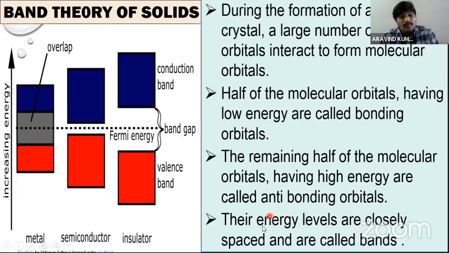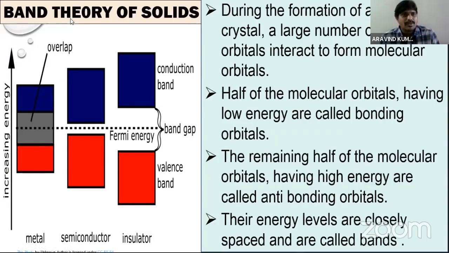Now, these orbitals are closely spaced. These orbitals, you can say energy levels, I can say from now onwards, because every time we cannot take 1 or 2 orbitals, right? In solids, you have many orbitals together. That's the reason I'm saying energy levels. These energy levels are closely spaced, and this is called a band. Now this band, which consists of bonding molecular orbitals, you can call it the valence band.